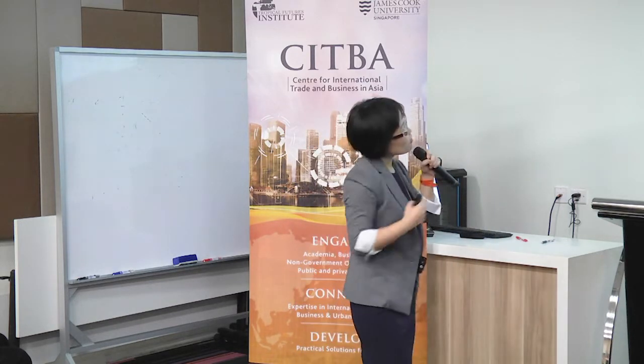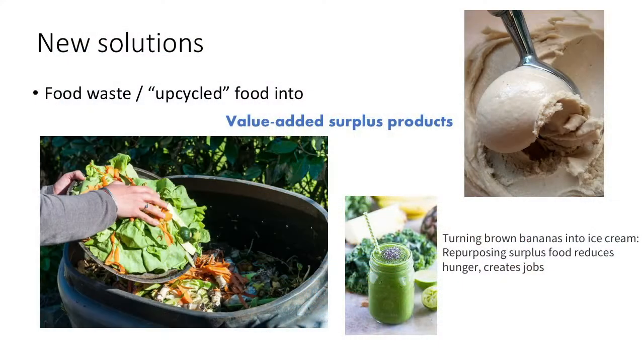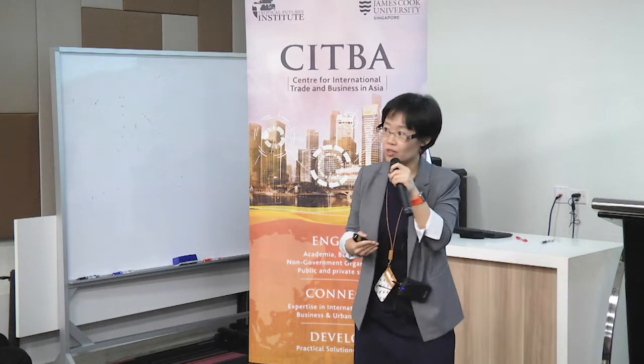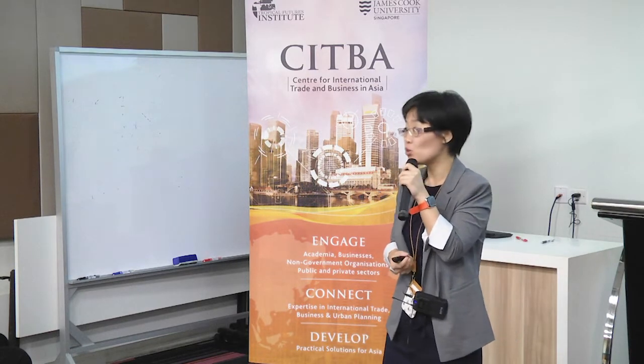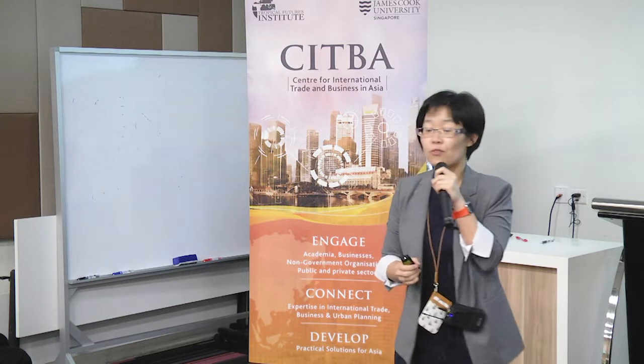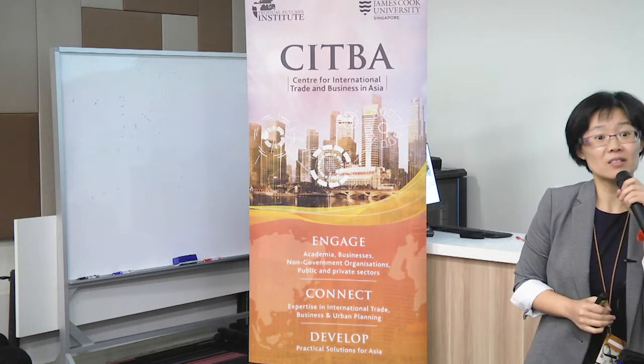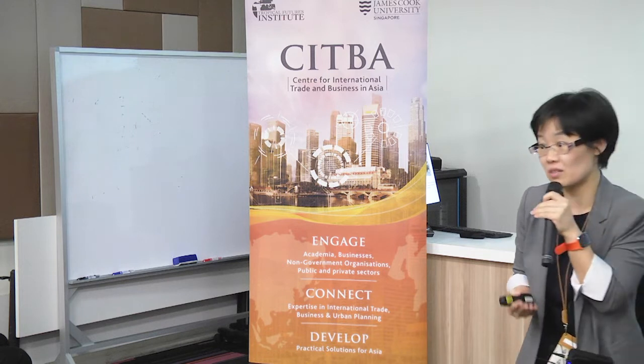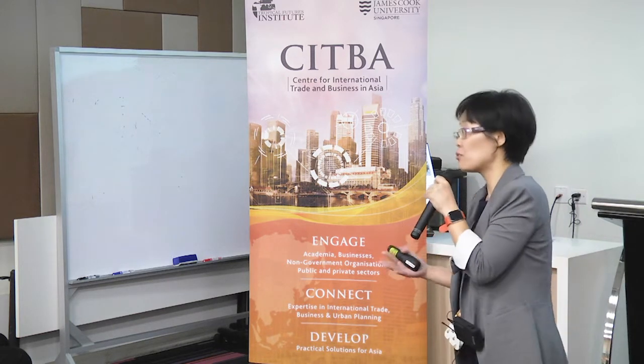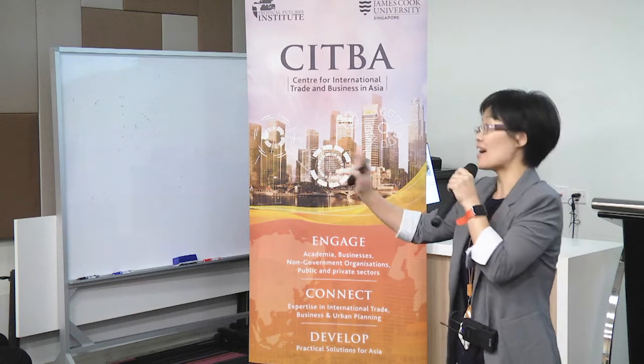And then there are some new solutions. So what is this new solution? If you look at food waste, basically we don't want to call it food waste. Instead, we want to call it upcycled food, which is food that is underutilized. For example, some ugly fruits. Is it waste? It's not supposed to be waste because we can still eat it. However, we don't eat it because it's ugly.